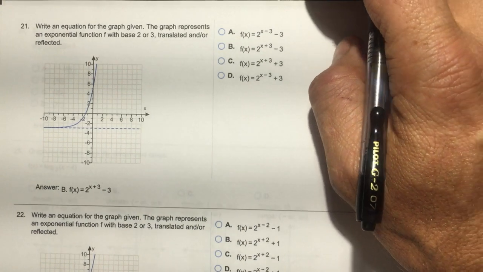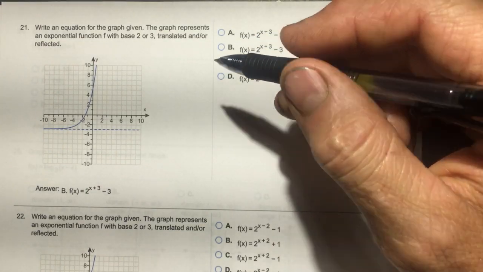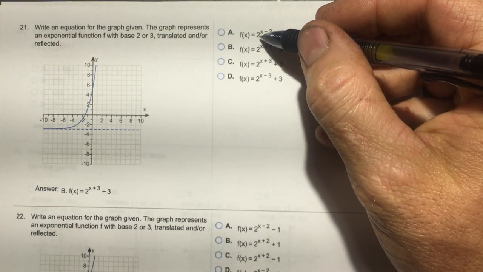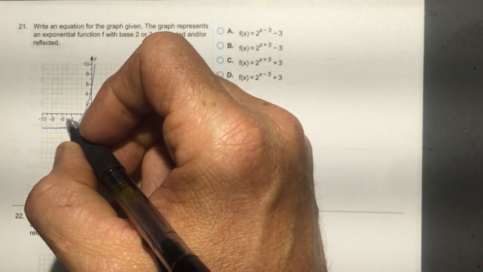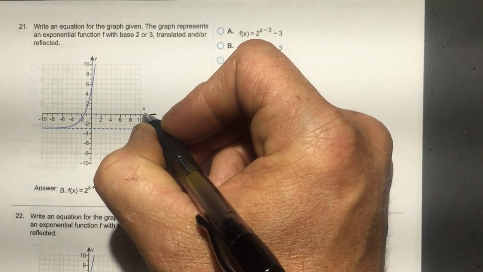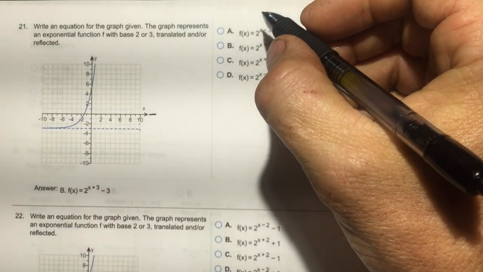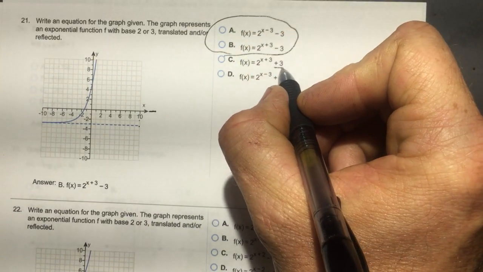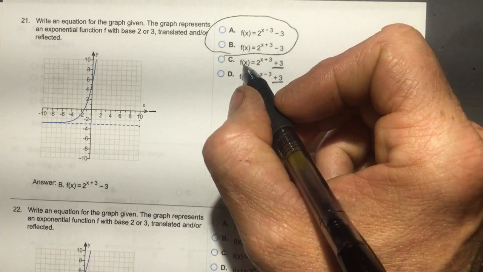All right, 21. Write the equation for the graph given. Okay, this is an exponential. They all have base 2, if you notice the answers here. Now, first thing I see is my asymptote down here. It's supposed to be on the x-axis. So it's gone down 1, 2, 3, which means I have a vertical shift of down 3. So that tells me it's A or B. These are out because they say plus 3. See, these are down 3. So it's A or B. So these are out.